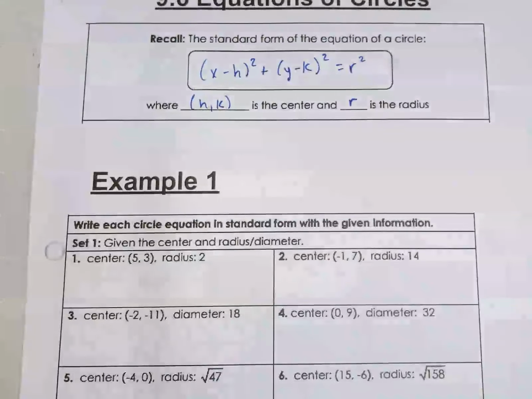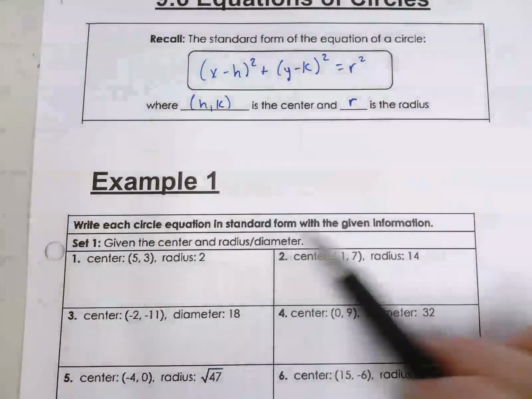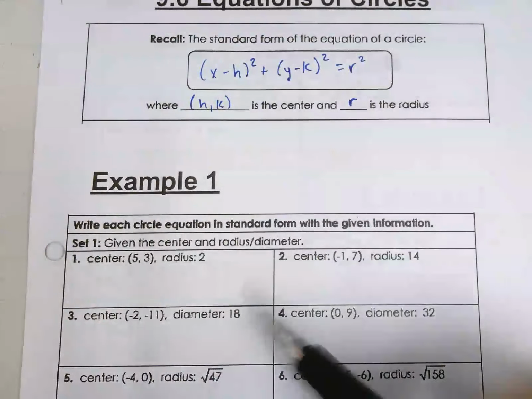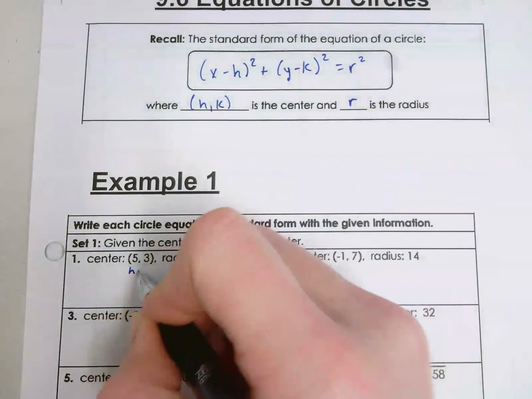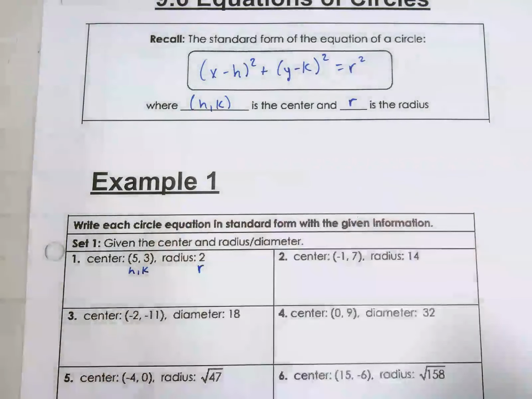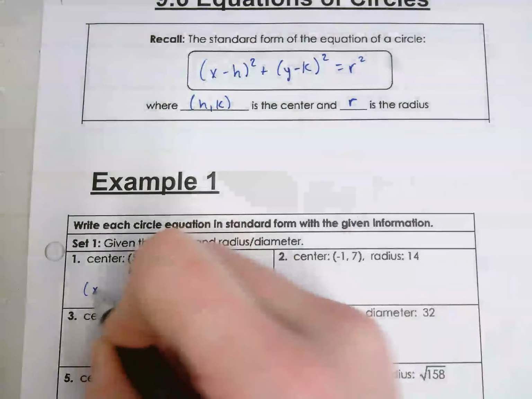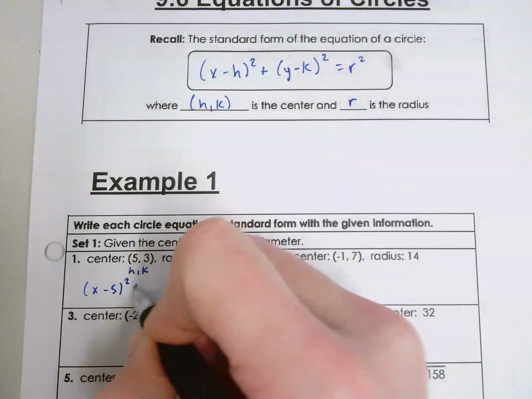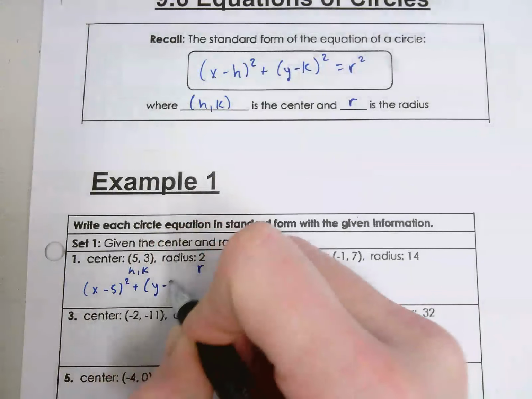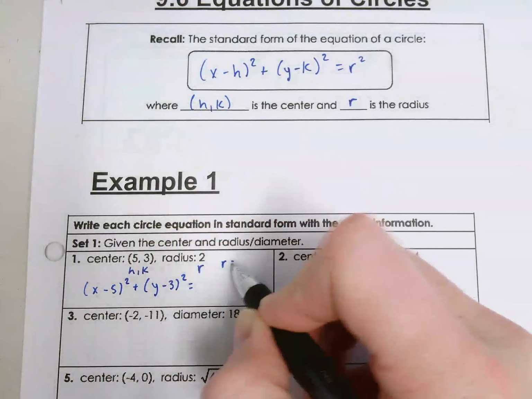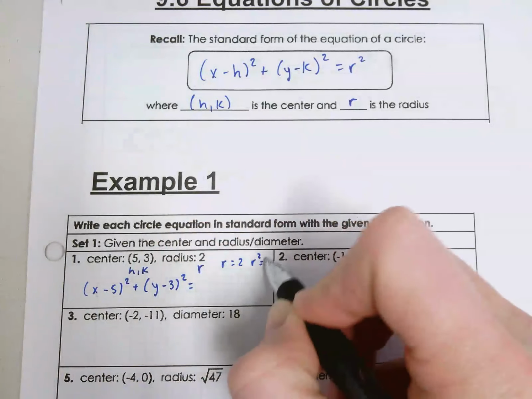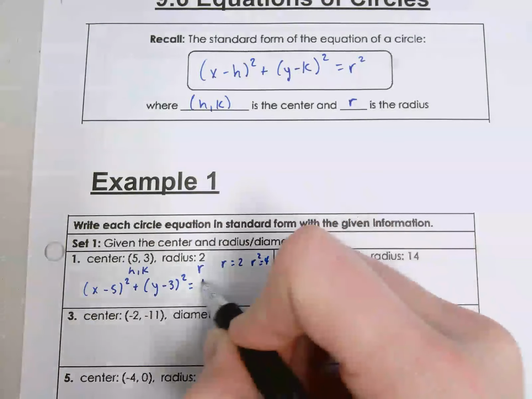It says write each circle equation in standard form given this information. You have the center, radius, or diameter. So you fill in your h, k and your radius. So it would be (x − 5)² + (y − 3)² = r². If r is 2, r squared would be 4. 2 times 2 is 4.